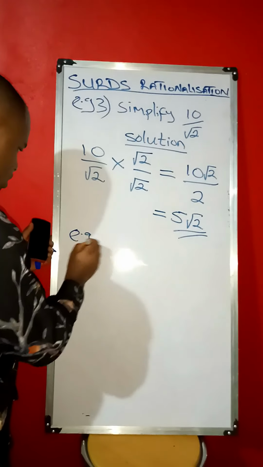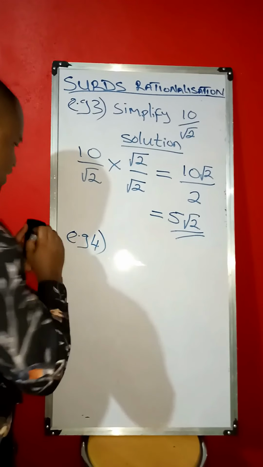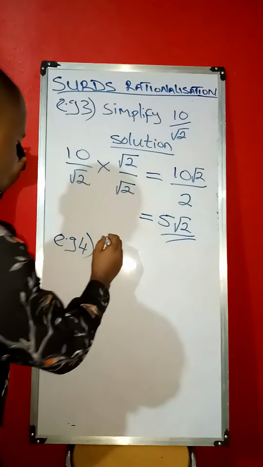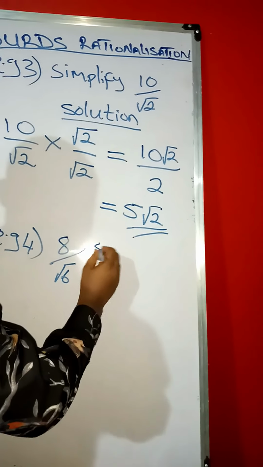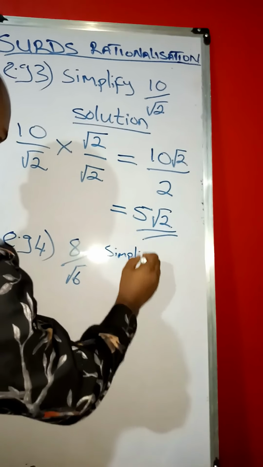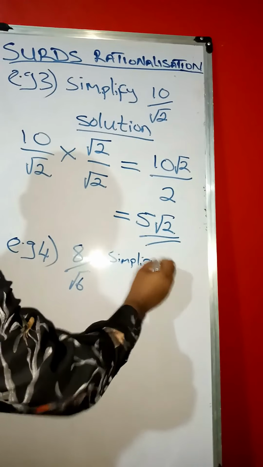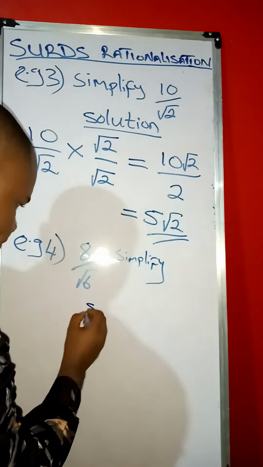Example 4. The final example in this. If I am given 8 over root 6 to simplify, I'm asked to simplify 8 over root 6. What do I do?